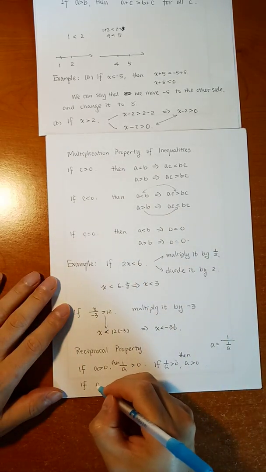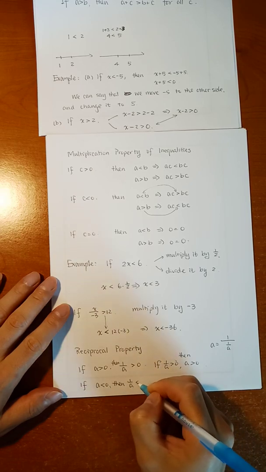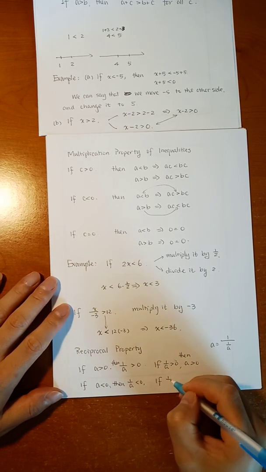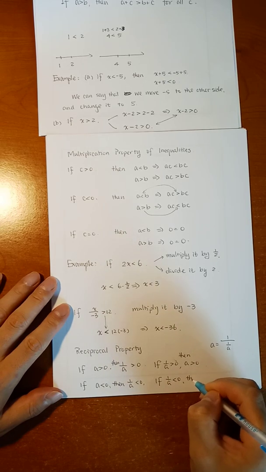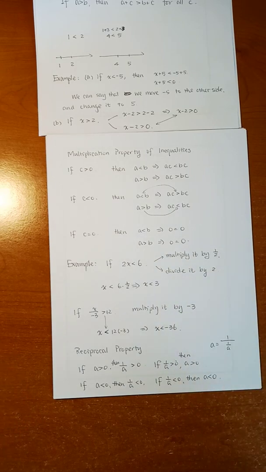And similarly, if a is less than 0, then 1/a is less than 0. If 1/a is less than 0, then a is less than 0. So a negative number has a negative reciprocal, and a positive number has a positive reciprocal. All right?